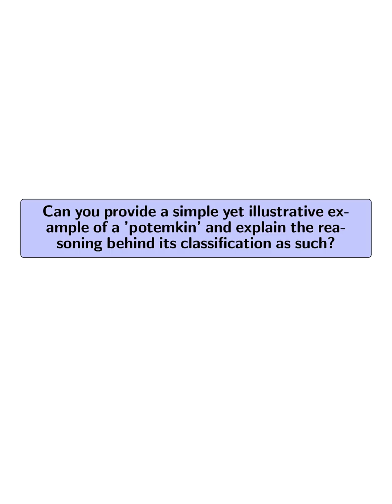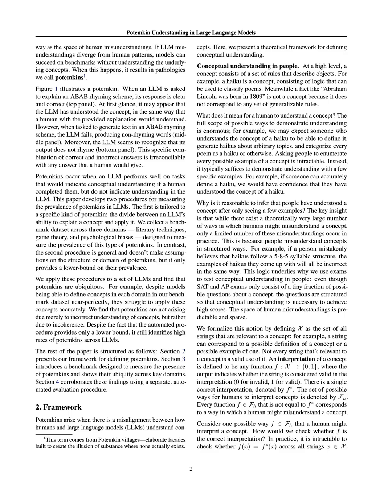Can you provide a simple yet illustrative example of a Potemkin and explain the reasoning behind its classification as such? An illustrative example of a Potemkin is when a large language model, LLM, is asked to explain an ABAB rhyming scheme and provides a clear and correct response, indicating it understands the concept. However, when tasked with generating text that adheres to this rhyming scheme, the LLM fails to produce rhyming words, demonstrating a lack of actual application of the concept.